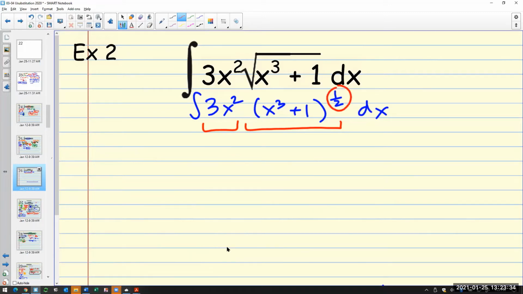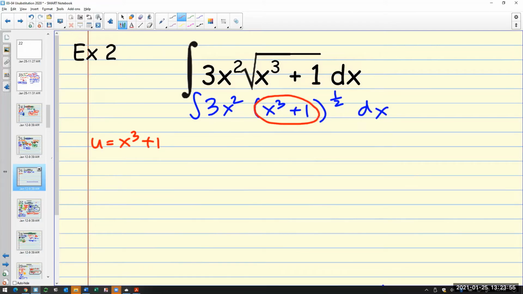Is everybody good with that? If it had been a 1, that would have been great. You could have FOILed this. Had it been a 2, you could have FOILed it, all right? But a 1/2, you can't. You're stuck. So what you do is you say, okay, I think this is a u substitution problem. Now, how do you do it? First, you find your u. So let me circle what I'm going to say is my u.